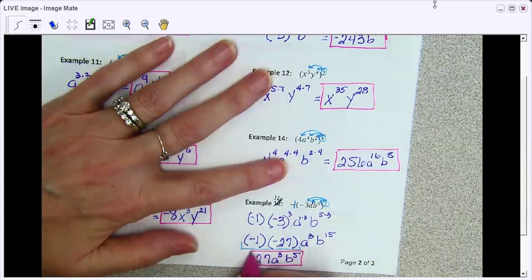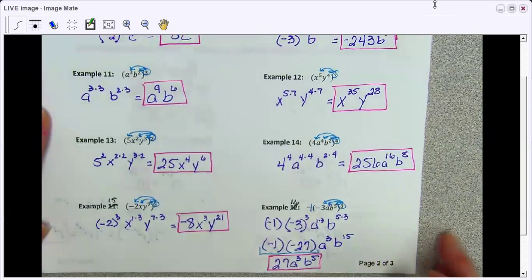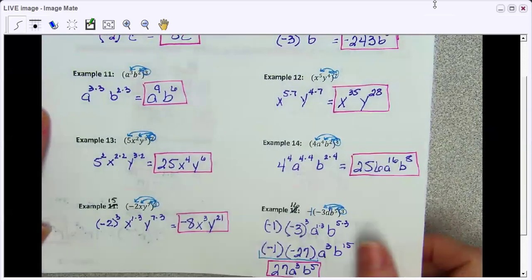Now, if I explained that way too fast, you can pause the video and just take a look at it and kind of process it a bit if you need to. But we're going to go ahead and move on to page 3.